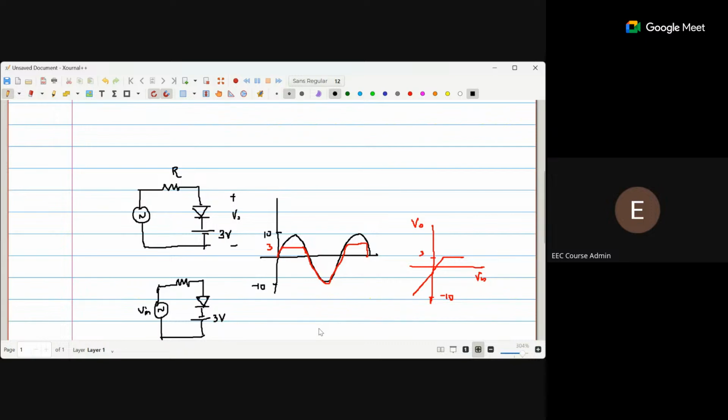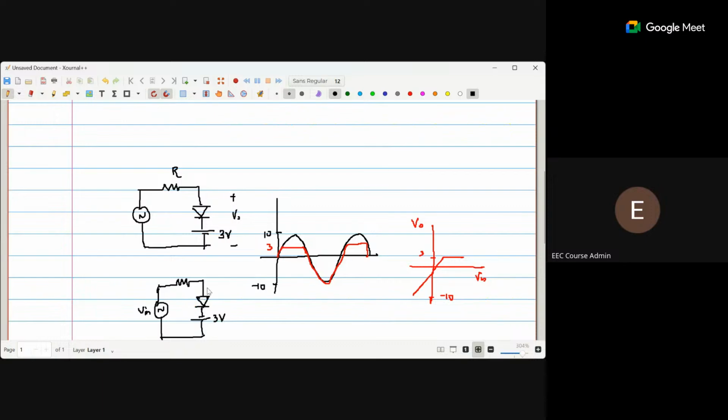V in greater than -3, it becomes forward biased, correct? Yes. So for V in greater than -3, it becomes forward biased, and hence the V out will be clipped at -3 volts when V in is above -3.